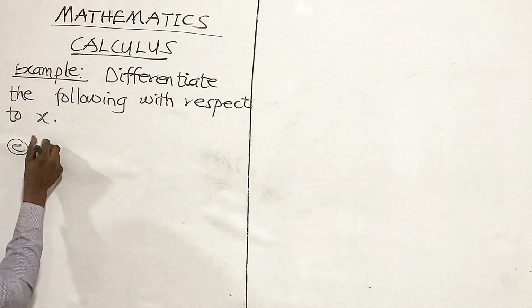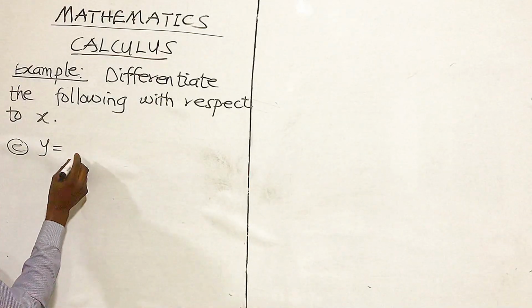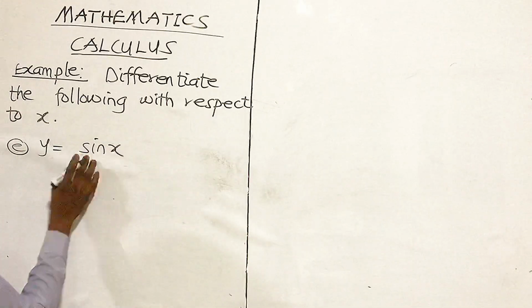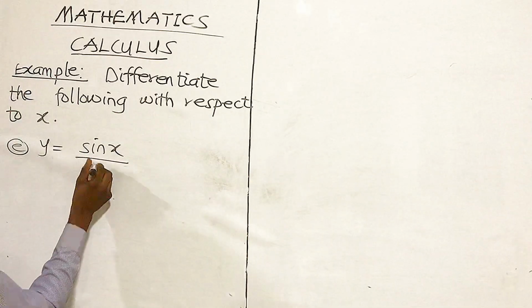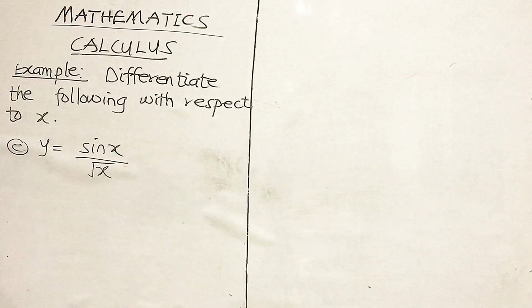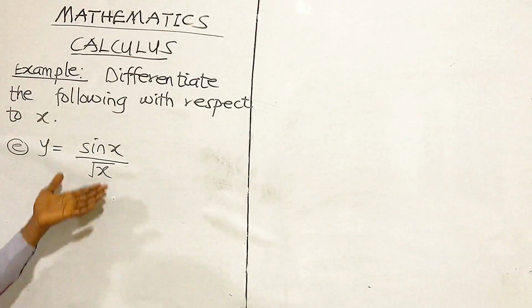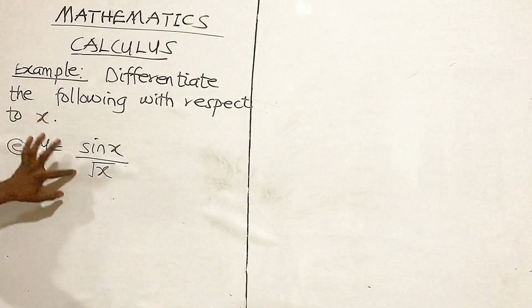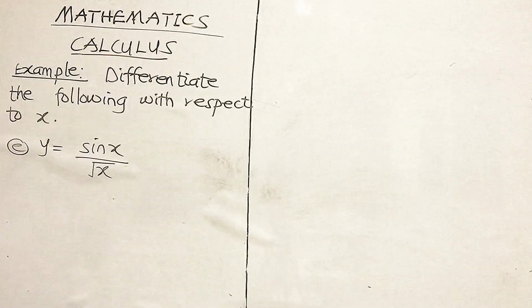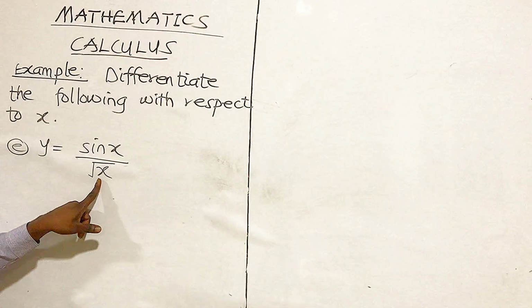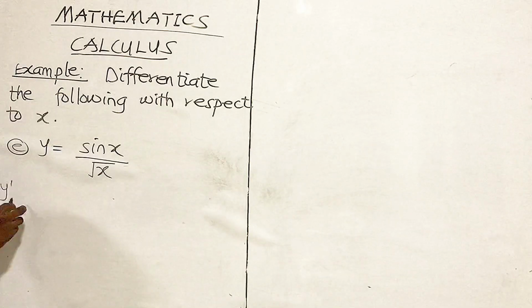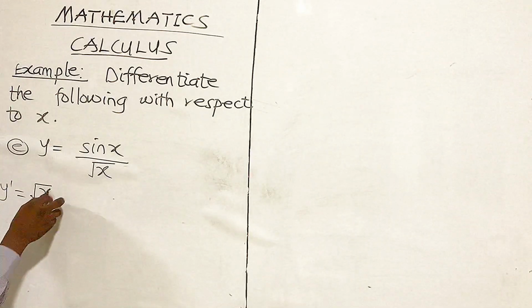E, we have y is equal to sine x all over root x. Now from here, this is a fraction. And when you're differentiating a function in the form of a fraction, then we are going to use the quotient rule. So with the quotient rule, I'll first of all maintain the denominator. So I have y prime to be root x.